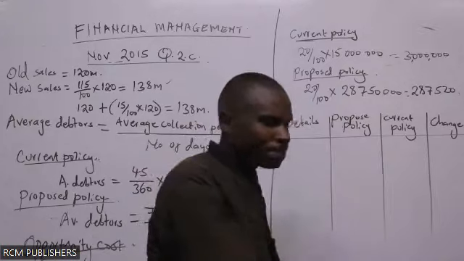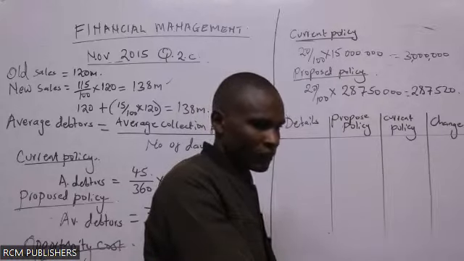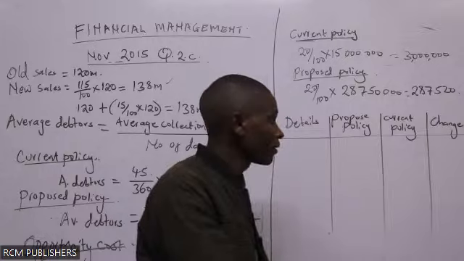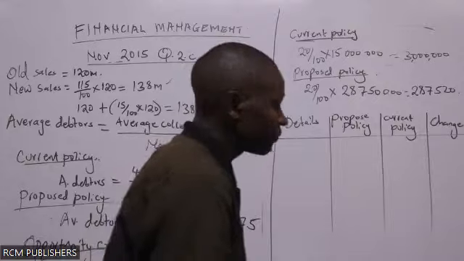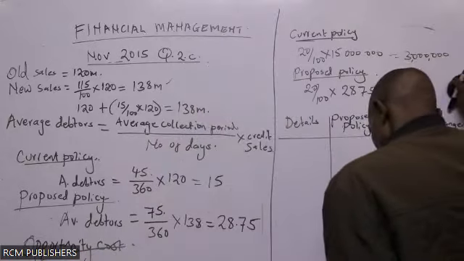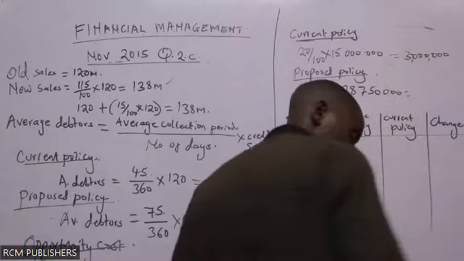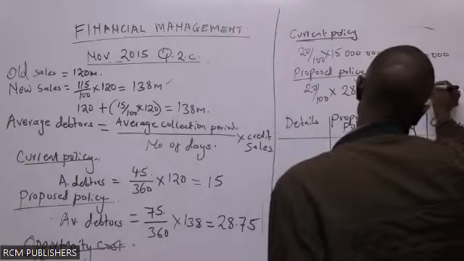What am I getting? That is 50,000. So that means the proposed policy is a different figure here. Okay, no worries. 750.